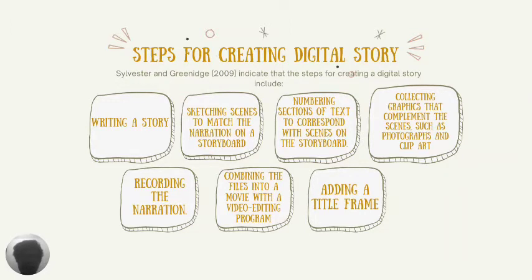Sylvester and Greenwich 2009 indicate that the steps for creating a digital story include: first, writing the story; second, sketching scenes to match the narration and storyboard; and third, numbering sections of the text to correspond with the scenes on the storyboard; four, collecting graphics that complement the scenes, such as photographs and clip art; five, recording the narration; six, combining the files into a movie with a video editing program.